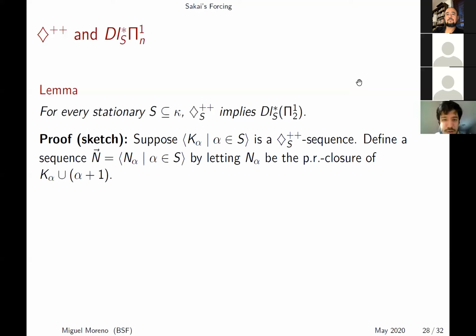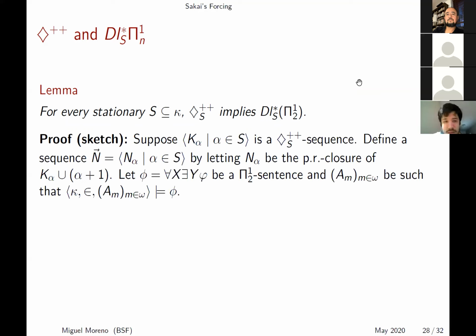As a sketch of the proof, take a sequence that witnesses the diamond plus plus, and now define the N_alphas as the primitive closure of K_alpha union {alpha plus 1}. This way you ensure that N_alpha is primitive closed, and it sees alpha, because now you have alpha the point and alpha the set.